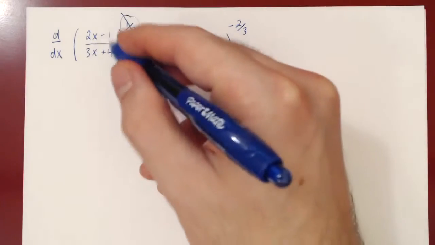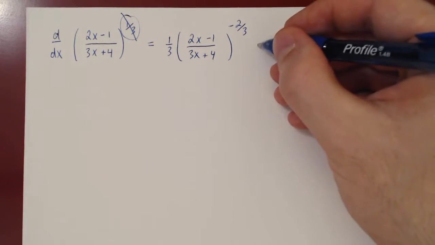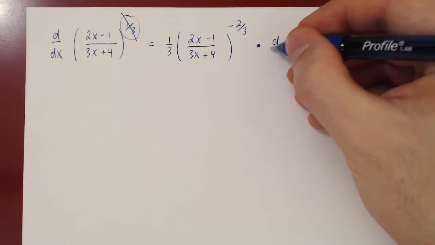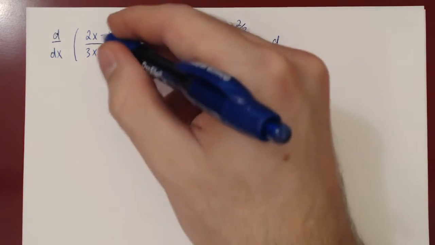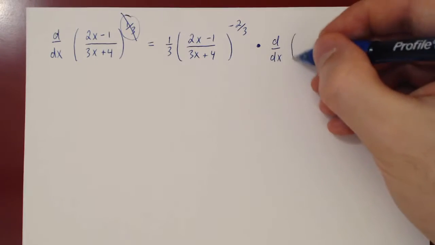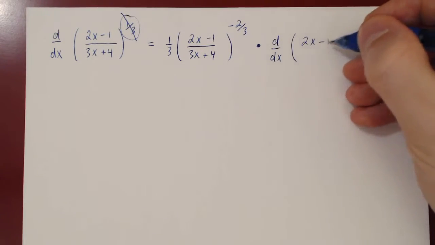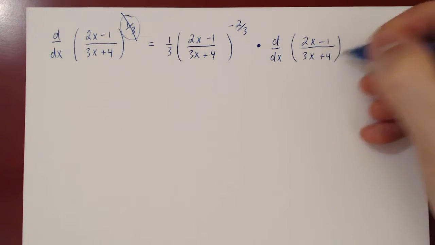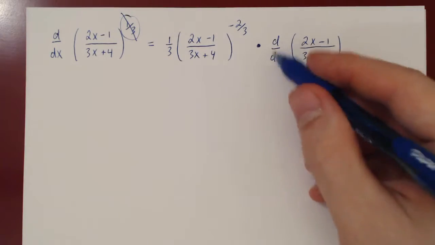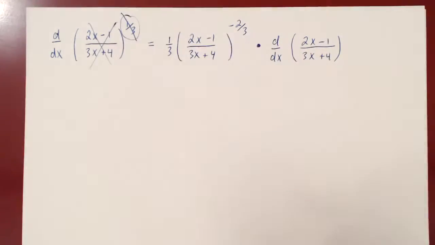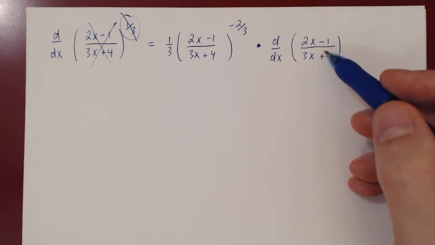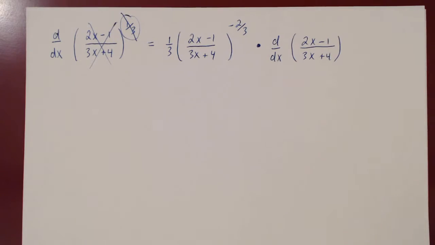But there's still something left over. So the chain rule says we have to multiply what we have so far by the derivative of what's left over, which is the fraction (2x minus 1) over (3x plus 4). And after the derivative of what's left over, there's nothing left over, so we're done. But we have to find this one now. Well, we have a quotient, so we now have to use the quotient rule.